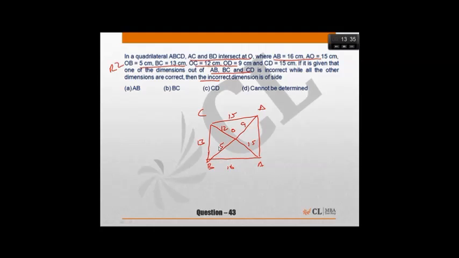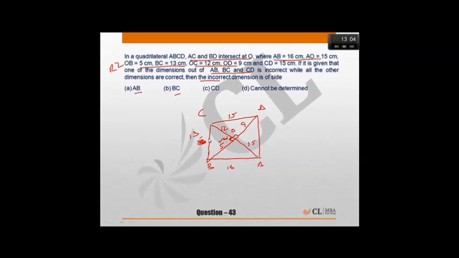12, 9, 15. Now let me put it this way. BC is 13. 5, 12 and 13 is a right angle. Okay, that means this angle has to be 90 degree if this is correct. Similarly 9, 12, 15 is a right angle. 3 3s are 9, 3 4s are 12, 3 5s are 15. Yeah, this is also a right angle.